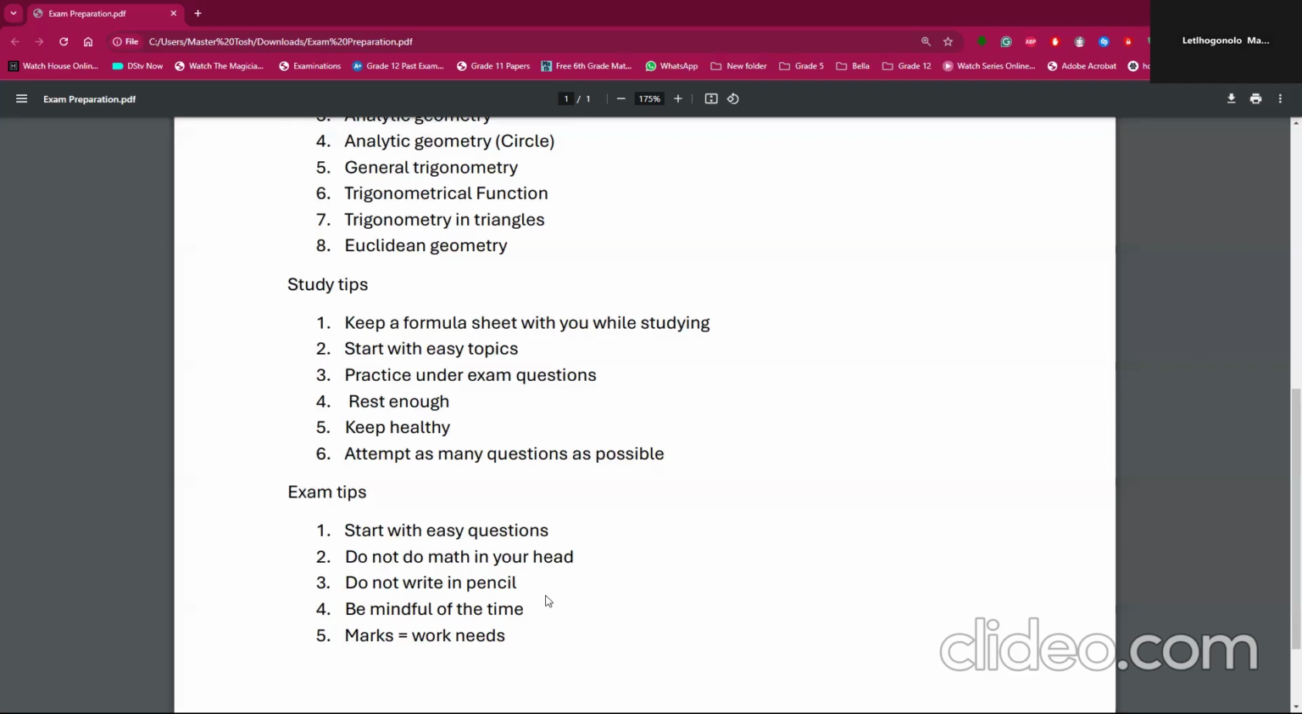You do not have to write your questions consecutively. You don't have to start with question 1. You can start with any question that you like, as long as it keeps your mind at ease. Right. Be very mindful of the time.